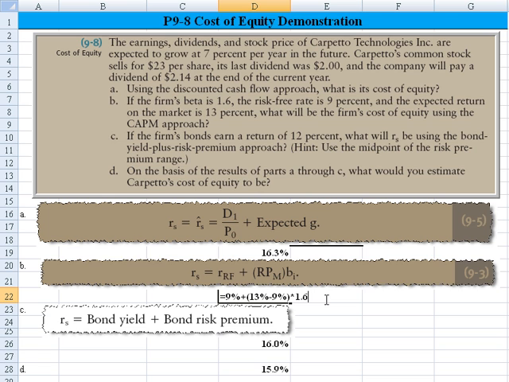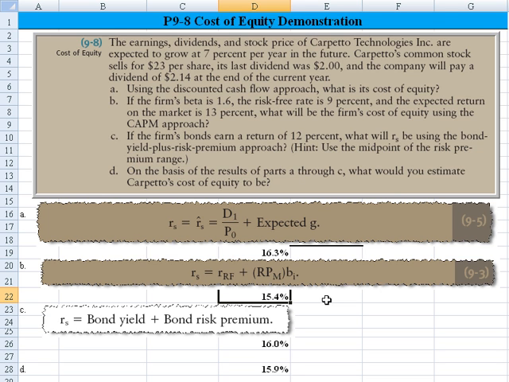We take the 9% risk-free rate and we add the 4% premium, which is the 13% expected return of the market, less the risk-free rate, and then we multiply it times the beta of 1.6. Okay, that takes care of the second approach, or B. Let's take a look at C now.